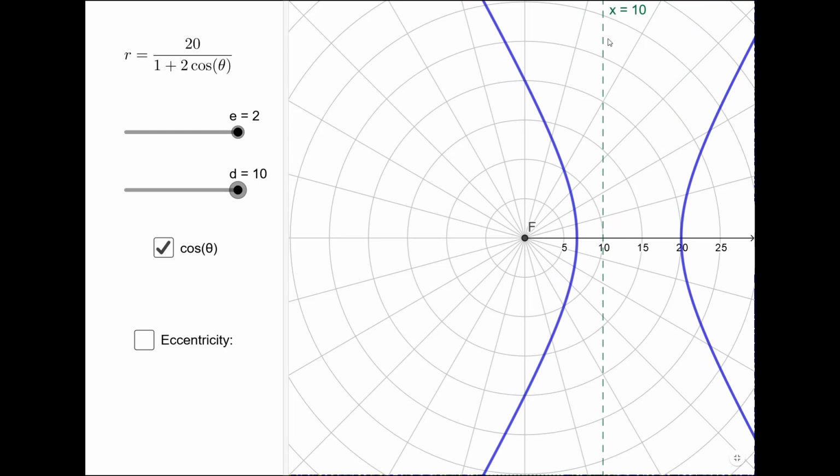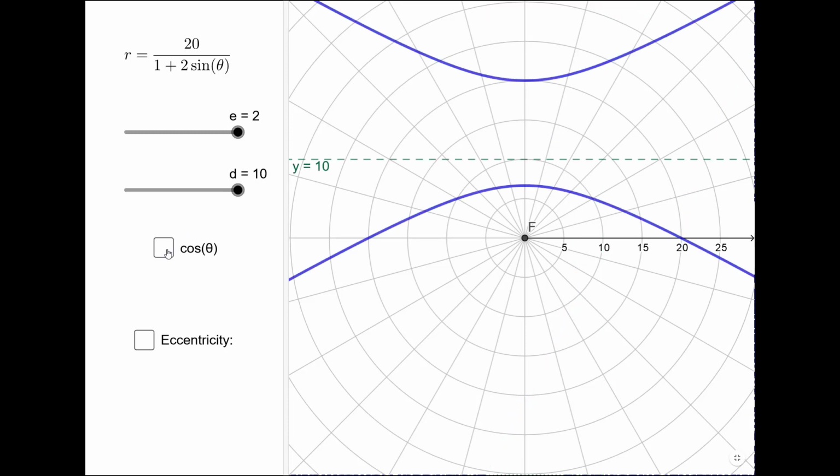So if the directrix is at x equals 10 on the right side, then the first half of the hyperbola opens again around the origin, so it has to curve to the left, away from the directrix, and then the second half of the hyperbola will curve off to the right. And again, notice our equation changed from a 1 minus 2 sine to a 1 minus 2 cosine of theta. It's now 1 plus 2 cosine of theta.